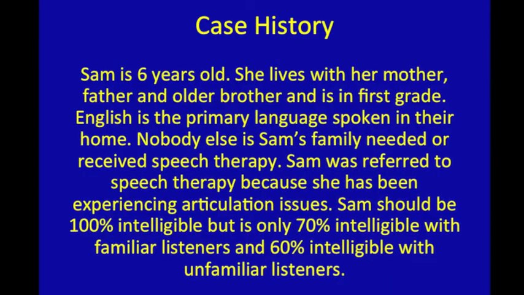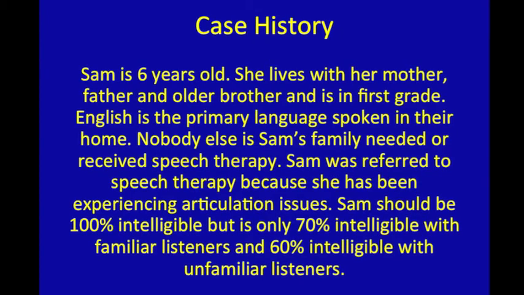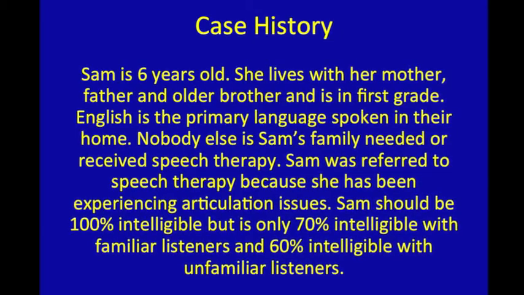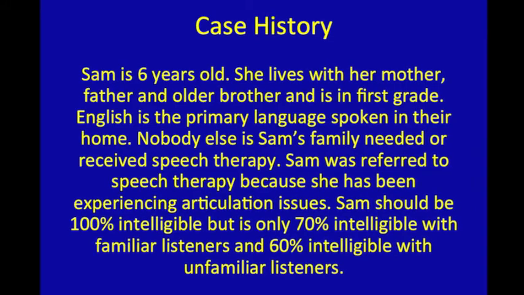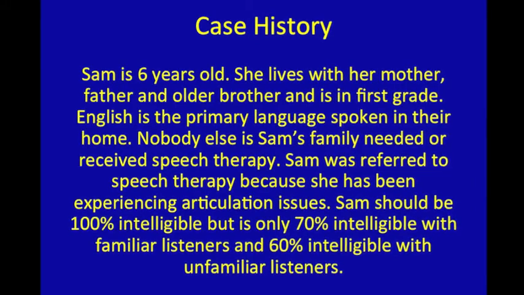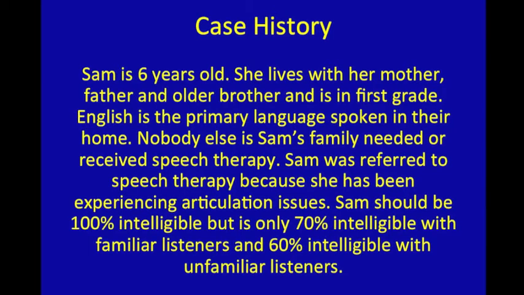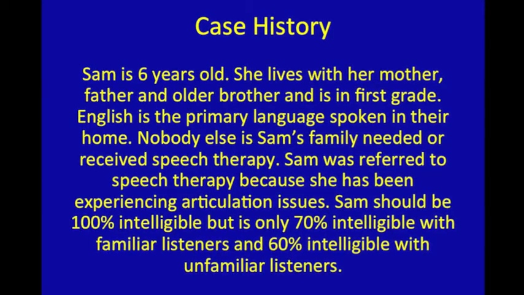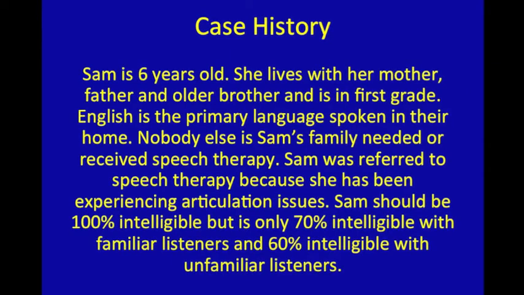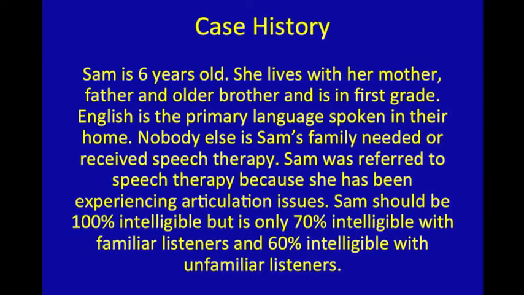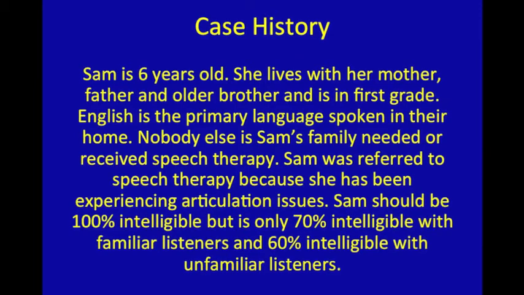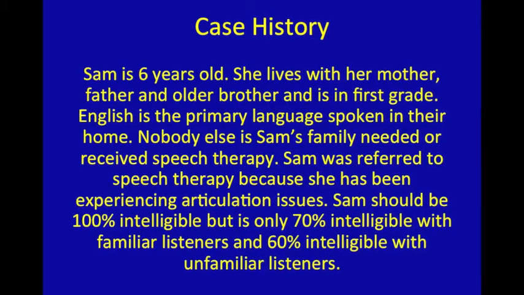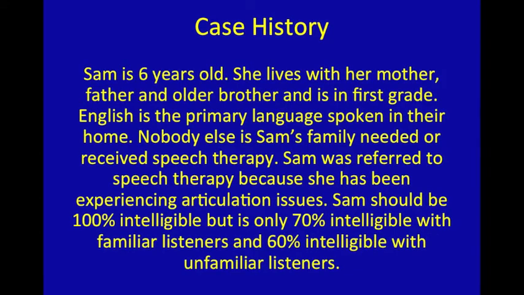Sam is 6 years old. She lives with her mother, father, and older brother and is in first grade. English is the primary language spoken in their home. Nobody else in Sam's family needed or received speech therapy. Sam was referred to speech therapy because she has been experiencing articulation issues. Sam should be 100% intelligible, but is only 70% intelligible with familiar listeners and 60% intelligible with unfamiliar listeners.